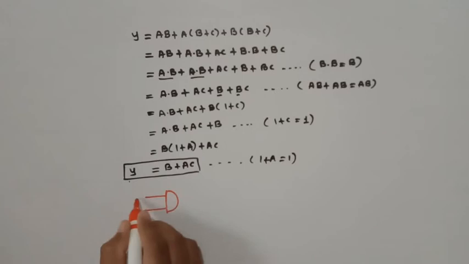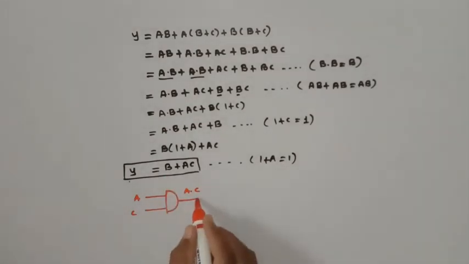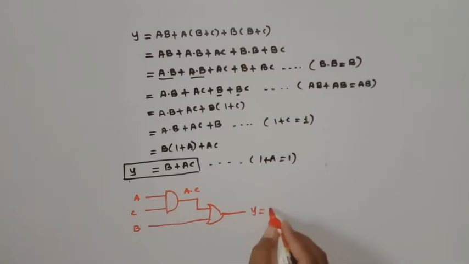This AND gate has two inputs, a and c, and we get the output a.c. Now again we take the OR operation. The OR gate has two inputs: one input is a.c and the second input is b. So we get the output equation y = b + ac. In this way we simplify the equation and also draw the logic diagram for this particular equation. Now we take another example.